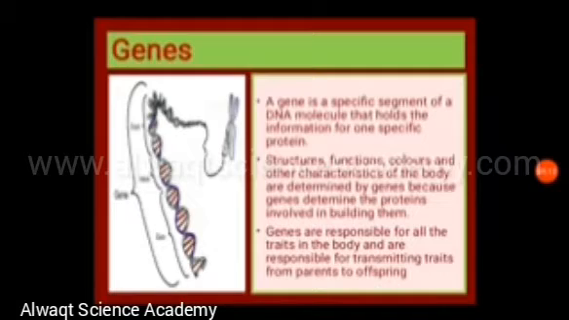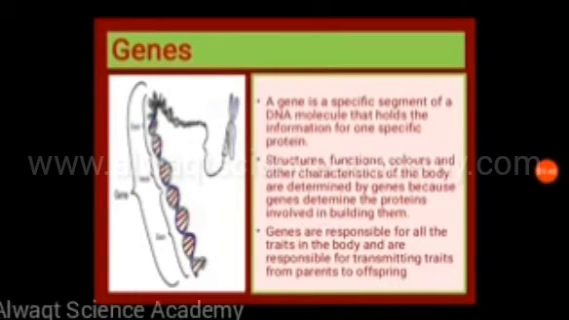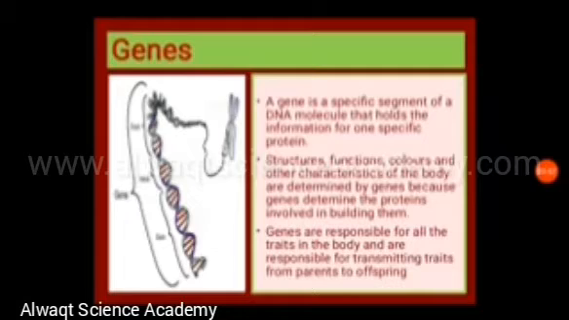So genes are the ones responsible for the transmission of traits or characteristics from parents to their offspring, and genes are a portion of the DNA molecule that holds information about a particular protein. For example, the hemoglobin in our red blood cells is a protein. So there is a particular gene that is responsible for this protein. Our hormones are of different types. Each hormone type is a protein. So there is a protein for each hormone type in our body.